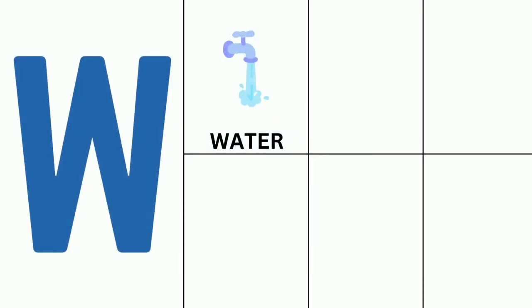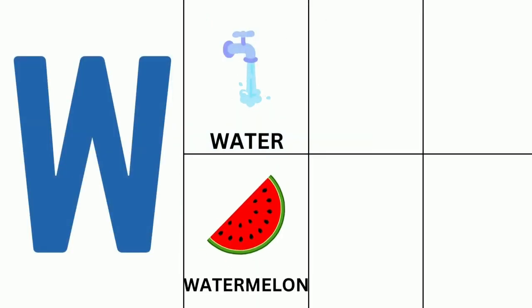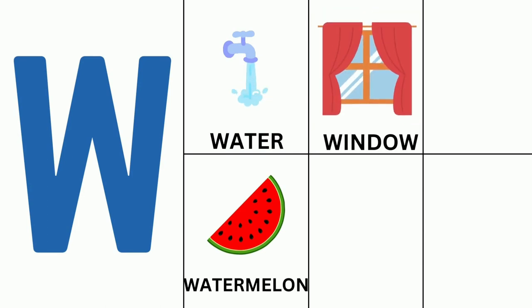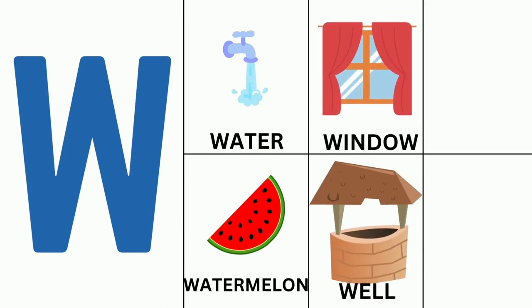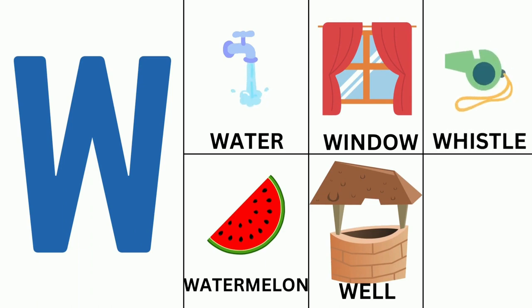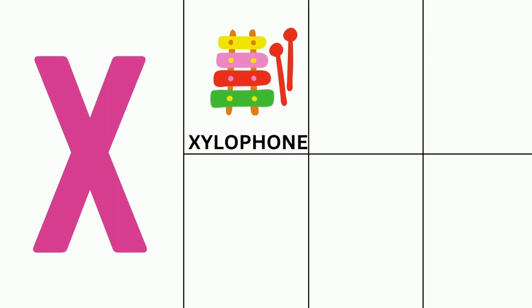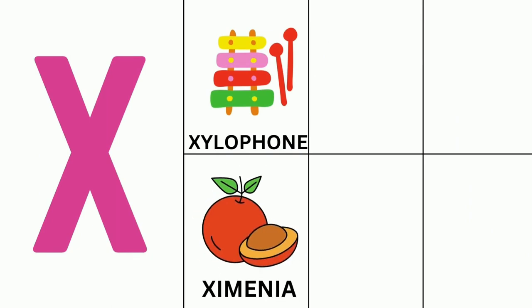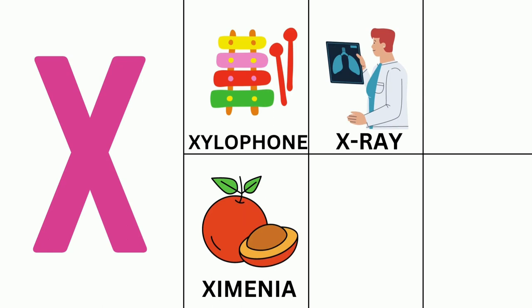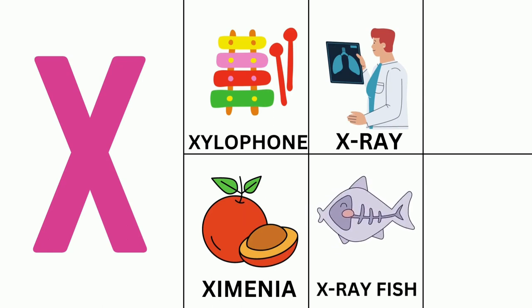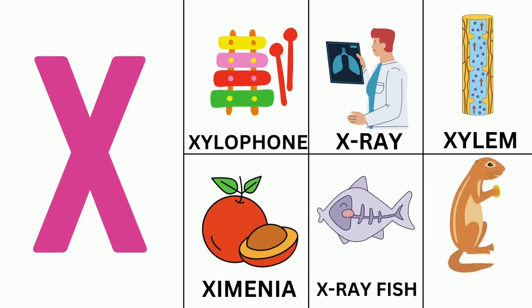W. Let's learn the word starts with W. W for water. W for watermelon. W for window. W for well. W for whistle. W for whale. X. Let's learn the word starts with X. X for xylophone. X for xymania. X for x-ray. X for x-ray fish. X for xylem. X for xerus.